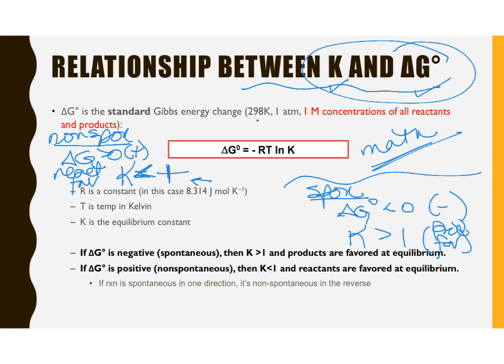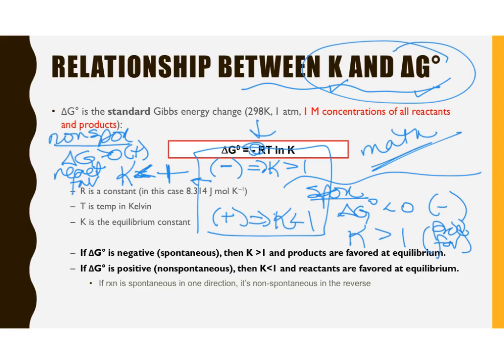But here's a mathematical relationship. You can actually calculate one from the other. And again, if you just look at it mathematically, if delta G is negative, that means that if you do the math, K is going to be greater than 1. If delta G is positive, because of this negative sign here, that means that K is going to be less than 1. So those are important relationships to remember too.